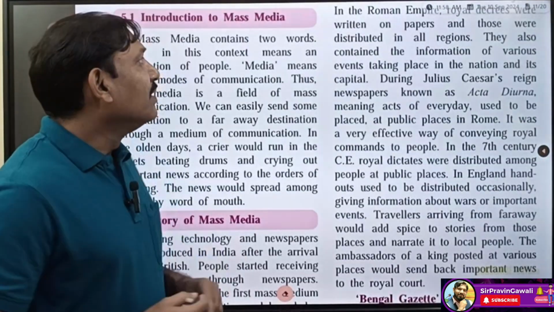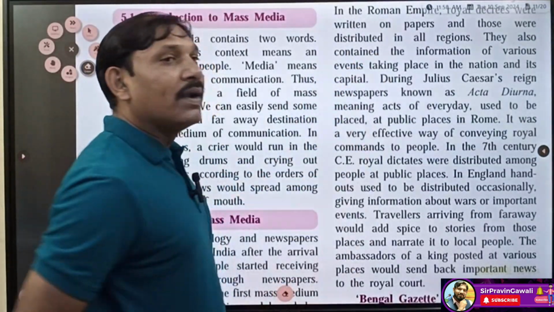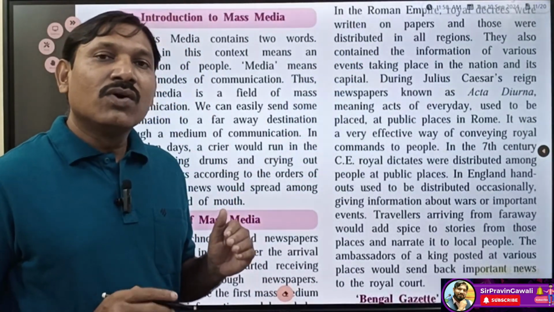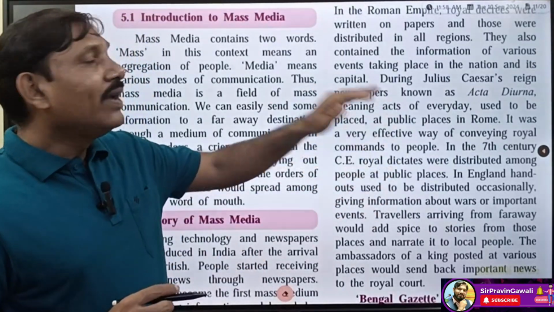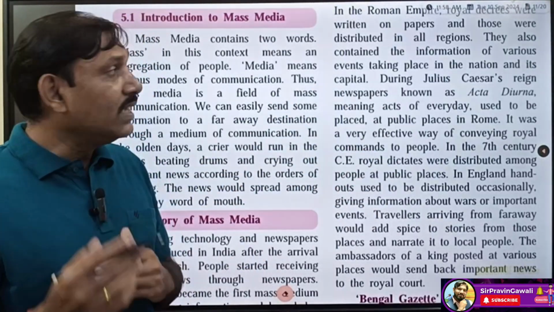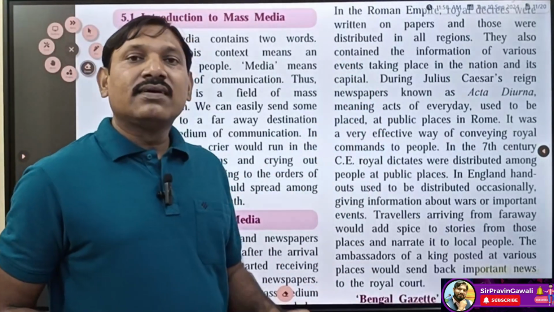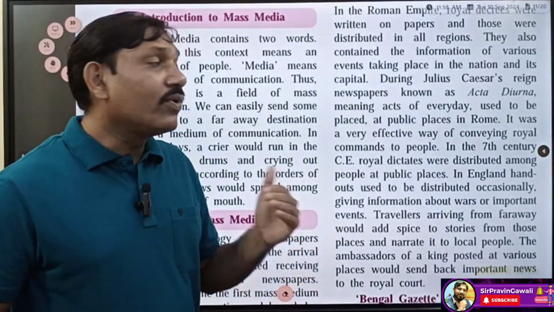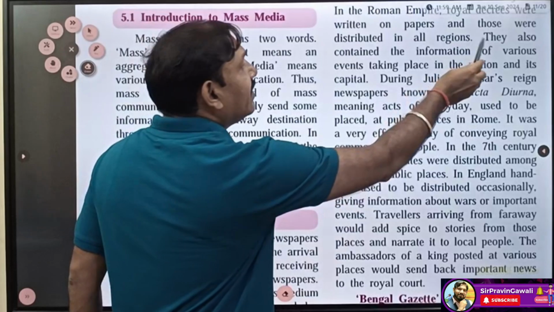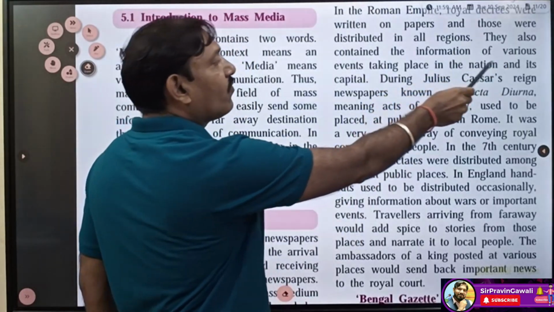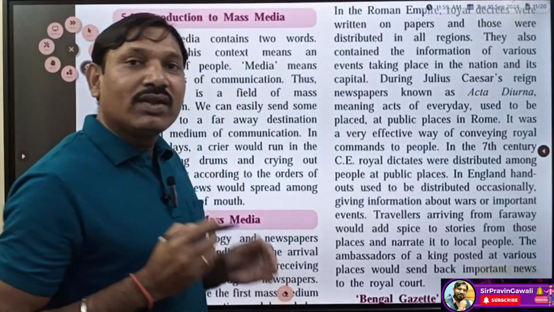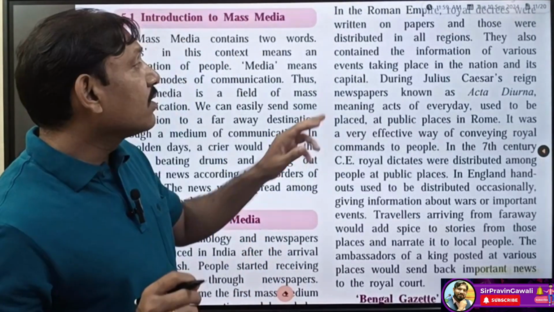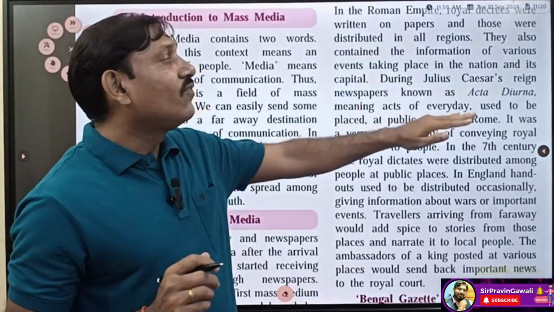Now see, students, just now we have seen how the Roman Empire used to distribute the news with the help of writings. In the same way, when they distributed the papers of the news, other information was also included. For example, they also contained information about various events taking place in the nation and its capital. So whatever papers were distributed contained that other information.